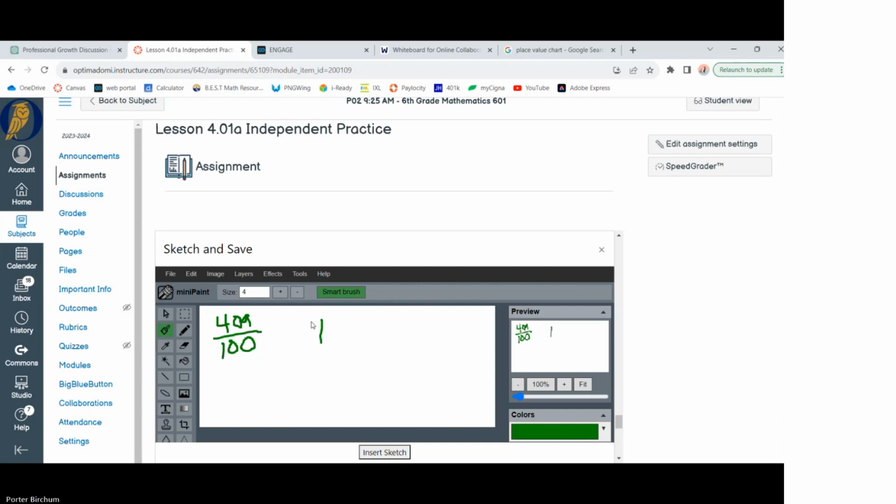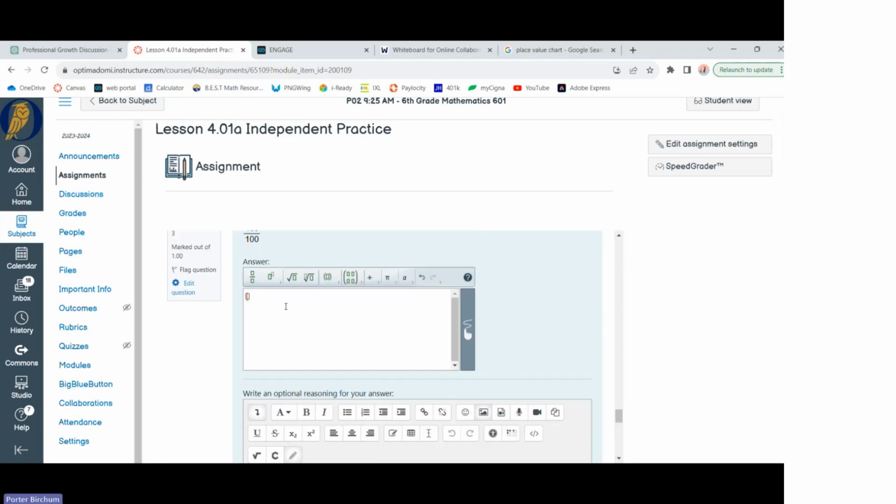I'm going to copy the numerator, 409, and now I need to figure out where the decimal point goes. I need my number to end in the hundredths place, so there needs to be two numbers after the decimal point. 1, 2. So my decimal would go right here. I could also just do 409 divided by 100, top number divided by bottom number. That would also give me 4.09. See if that works. 4.09.